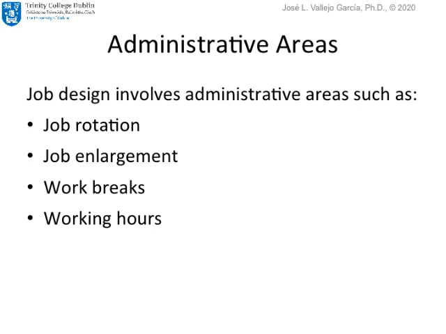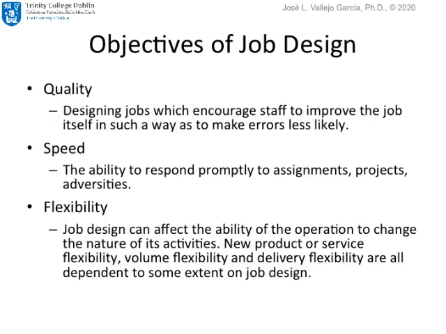But before, let's have a look at the objectives of job design. First of all, there's an objective related to quality. Designing jobs which encourage staff to improve the job itself in such a way as to make errors less likely. Yes, by describing the job, you avoid mistakes. In terms of speed, the ability to respond promptly to assignments, projects, and adversities. The better explained the job, the perhaps more velocity with the performance of a task.